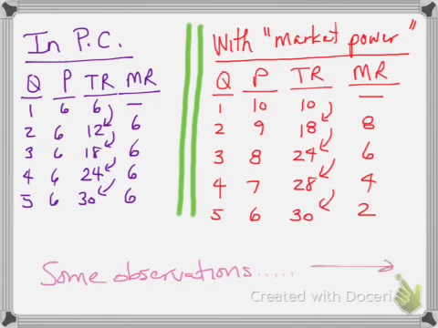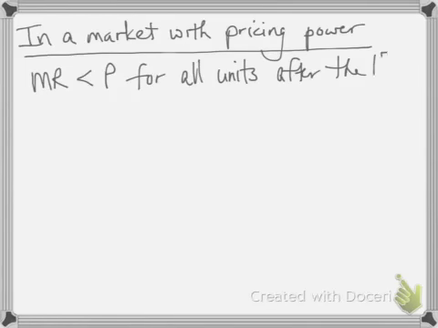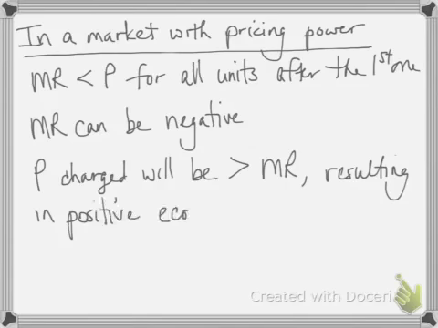So let's summarize that into some general observations about the differences for a firm that faces a situation where they do have market power. In that circumstance, the marginal revenue is going to be less than the price for all units after the very first one. The marginal revenue, in fact, can actually be negative. They have to lower their price to the point where they're not bringing in extra revenue. They're actually totally decreasing their revenue in order to sell more units. The price charged is going to be greater than marginal revenue, and that results in positive economic profit.